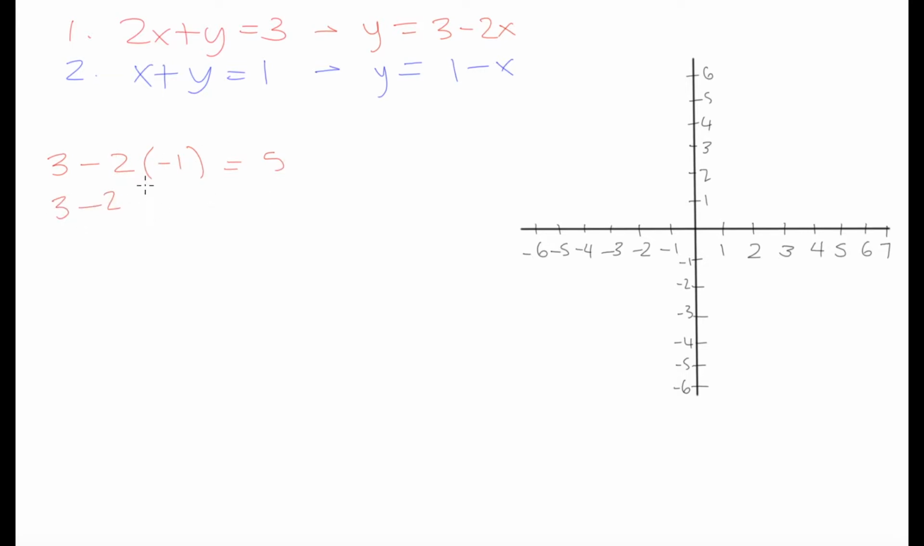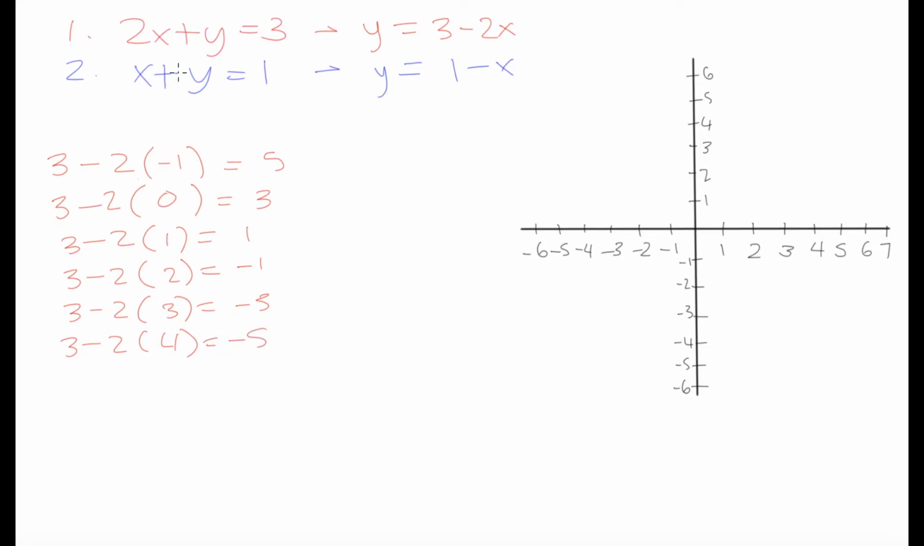Now if our x is 0, our y is going to be 3. If our x is 1, our y is going to be 1. If our x is 2, our y is going to be minus 1. If our x is 3, our y is going to be minus 3. And if our x is 4, our y is going to be minus 5.